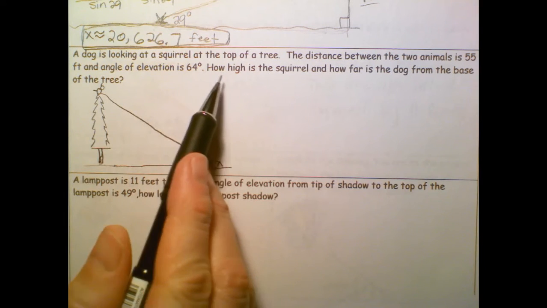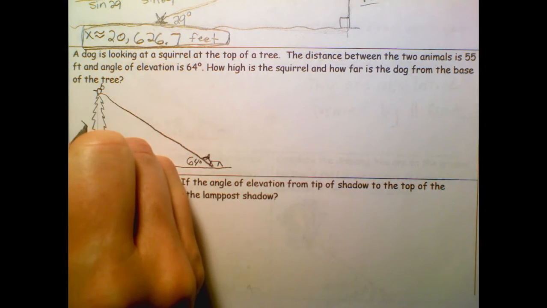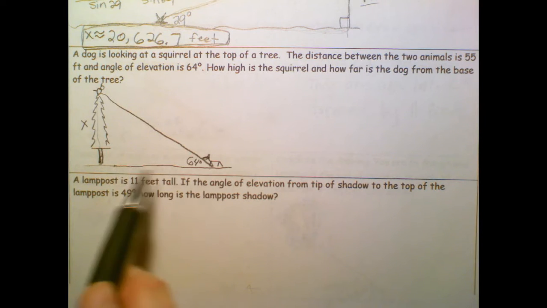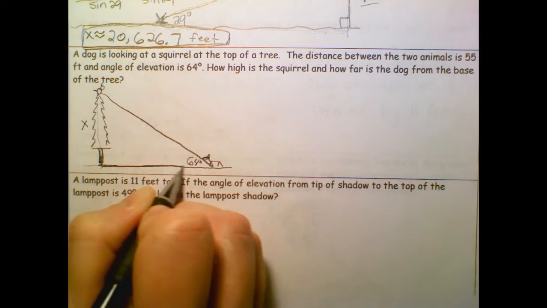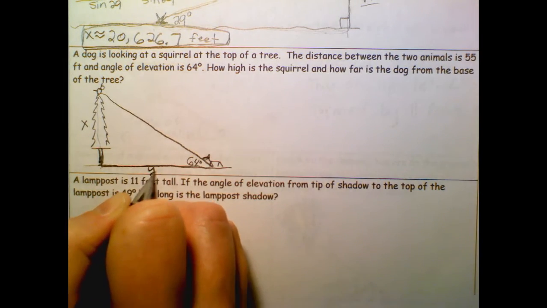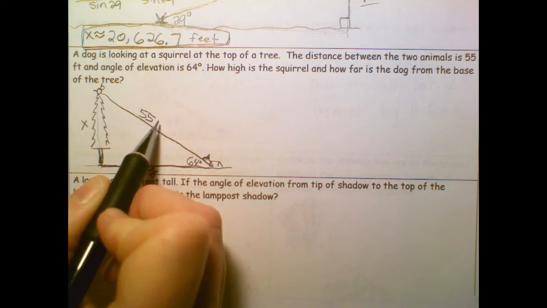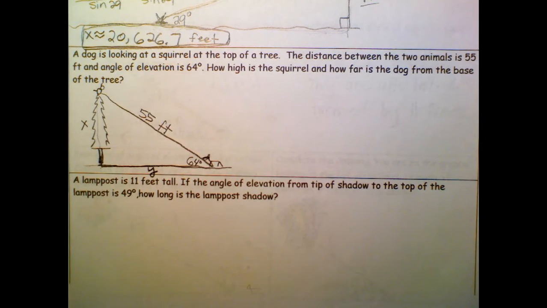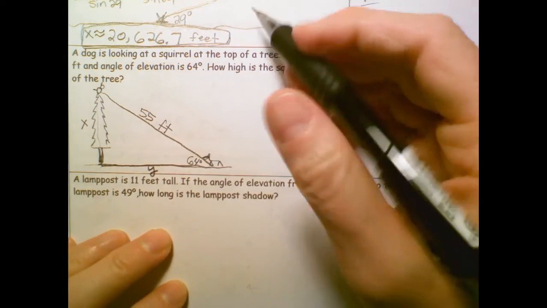So it's asking how high is the squirrel, which would be like how high is this tree? I'll make that my X. And how far is the dog from the base of the tree? So from here to here, I'm going to make that my Y. All right, so I do believe that the fact that these two creatures are 55 feet apart means that is my line of sight dimension. Okay, so we just have to find each of these. I'm going to go ahead and find the X first.